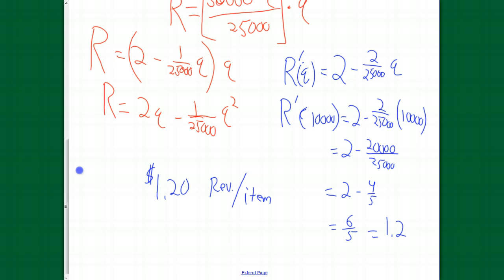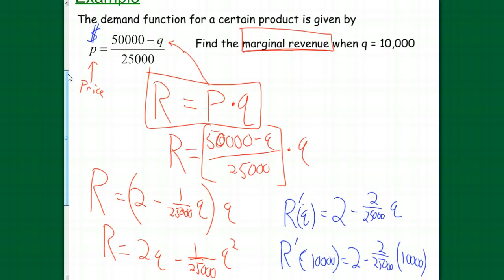Okay, that's the idea of marginal revenue. How much the revenue is per item when we're making this many, 10,000 items. All right, that is it. You'll see some different types of story problems with different contexts, but this is the idea. Sometimes you're not given the revenue function, you're given a demand function, and you're asked about revenue. So you've got to think about what is the connection between those. And that was where we got this equation from.